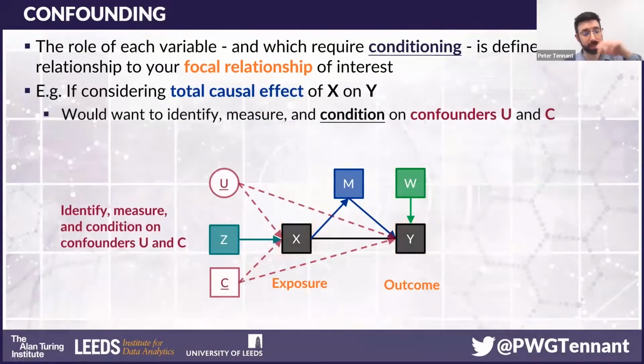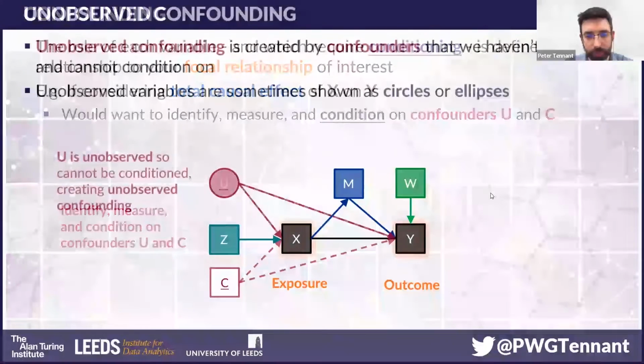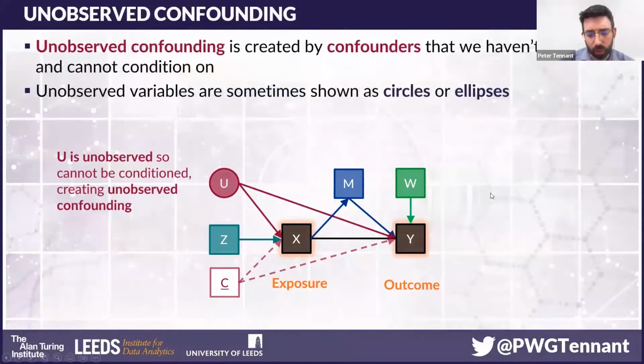So the broad idea, as I've highlighted, I'm going to labor, probably over labor, is that we want to identify, measure, and condition on our confounders. So once we define a focal relationship, we want to work out what are the confounders. In this case, it was U and C, and then we want to condition on those in order to estimate a total causal effect. In practice, of course, we're going to encounter a number of different problems.